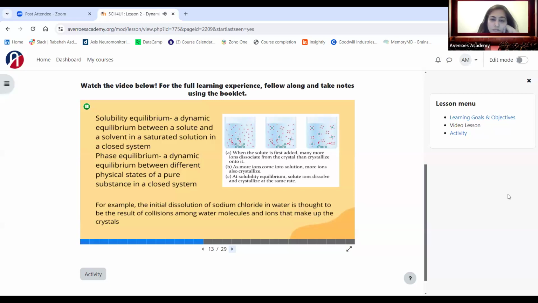So in figure B, as more ions come into solution, more ions crystallize. And then at solubility equilibrium, we've reached our max solubility, the solute ions are dissolving and crystallizing at the same rate.